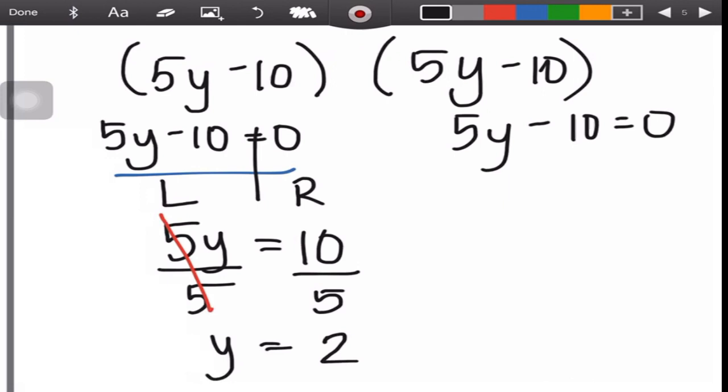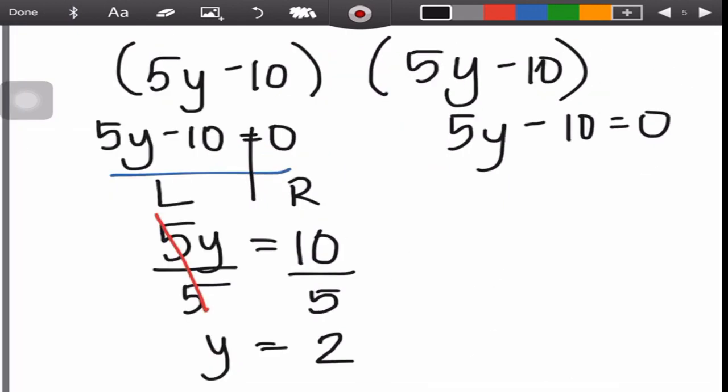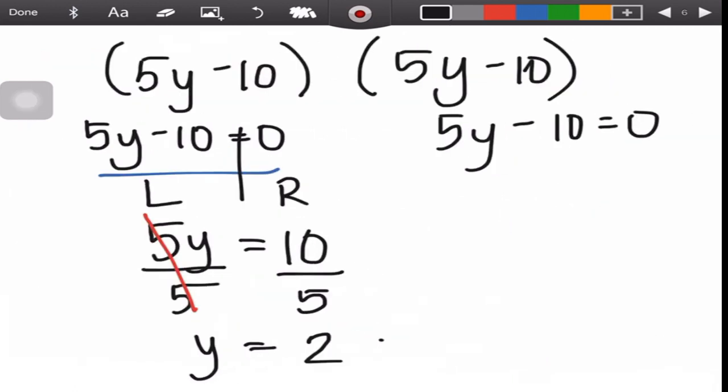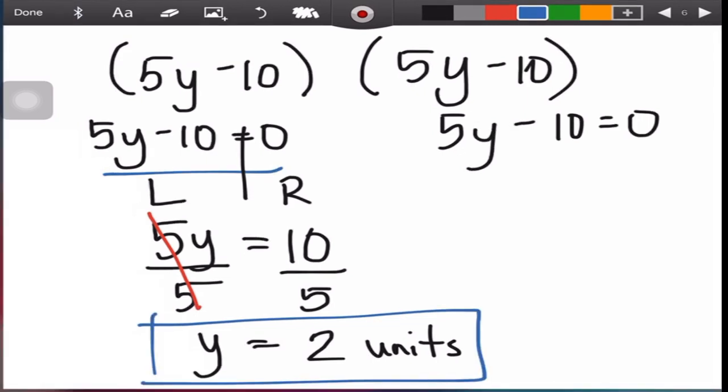So meaning 2 is the side of this square. You need to write the unit. So in this example, don't forget to write the unit if it is indicated in the problem. Here in this example, we have square units, so we will just write units. So this is the answer for this problem.